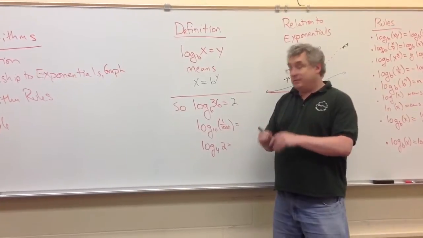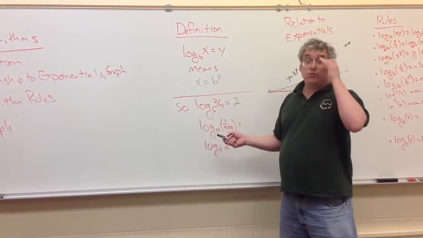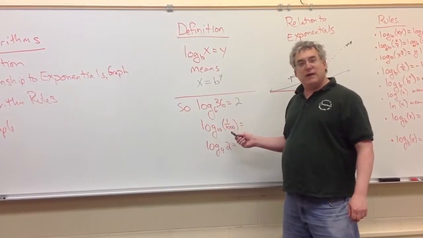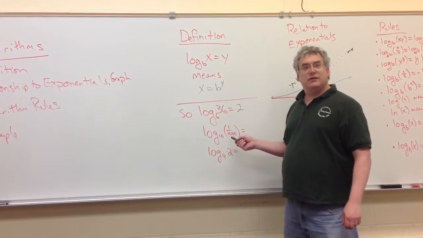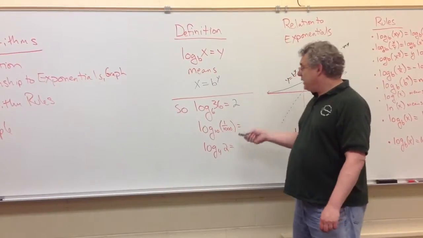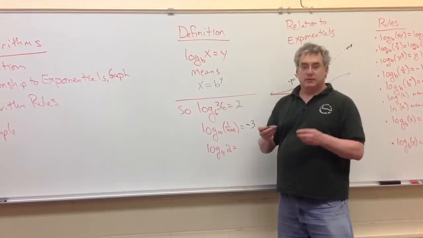Let's try a trickier one. Log base 10 of 1/1,000. Well, if you remember your rules for exponents, a number in the bottom of the fraction has a negative power involved. This is 10 to a negative power. How many 10s are there? It's 10 times 10 times 10. So that's 3 powers, and it's on the bottom. So that's a minus 3.